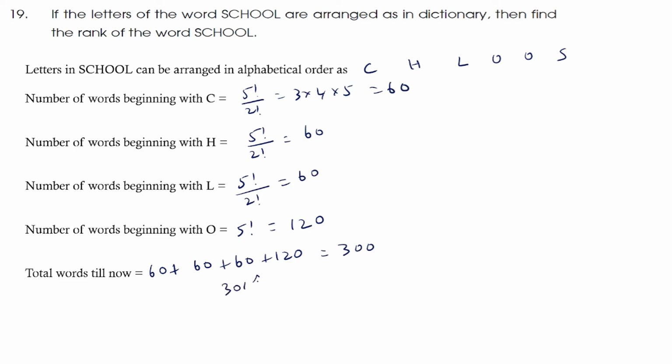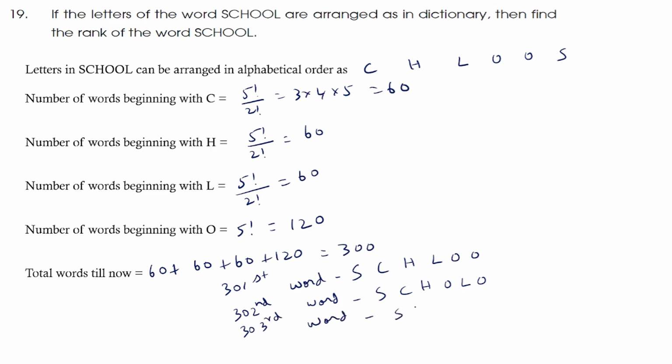Now the next word, 301, the 301st word. First word is, it has to start with S, then C, H, L, O. Then the next word, 302nd word, it will be S, C, H, O, L, O. Then the 303rd word, this will be SCHOOL. So the rank of the word SCHOOL is 303.